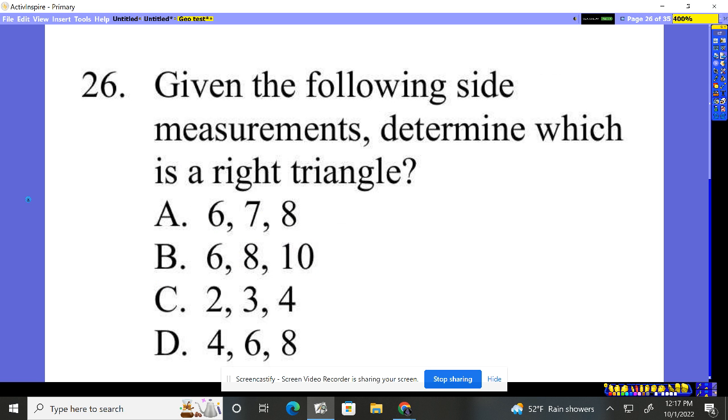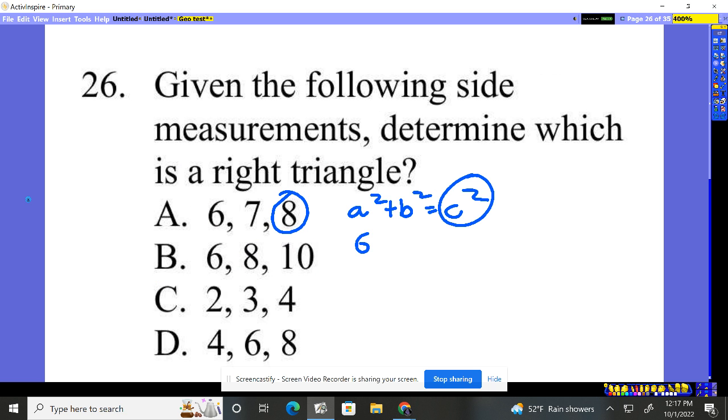All right, 26. Given the following side measurements, determine which is a right angle. If they're a right angle, the one leg squared plus the other leg squared has to equal the hypotenuse squared. Okay, now remember, the hypotenuse is the biggest leg. So in this case, this would have to be the hypotenuse.